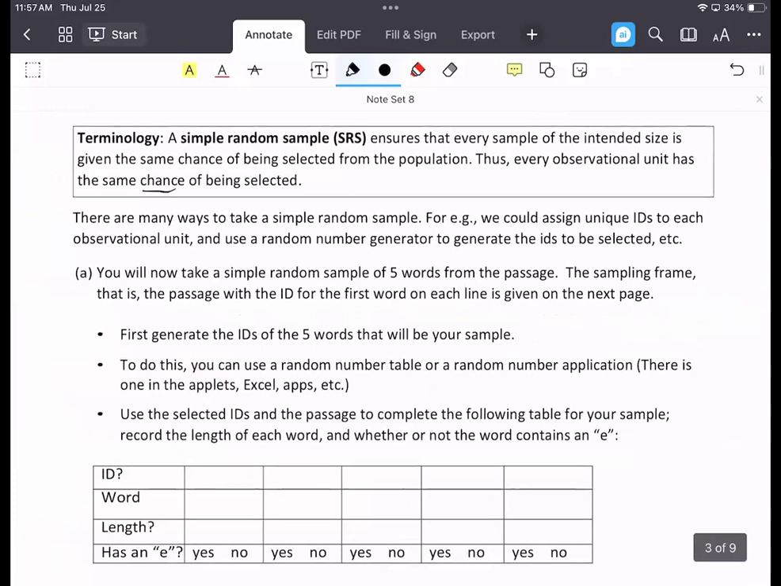There are many ways to take a simple random sample. Generally, what we can do is assign a unique ID to each observational unit and then use a random number generator to generate the IDs to be selected.